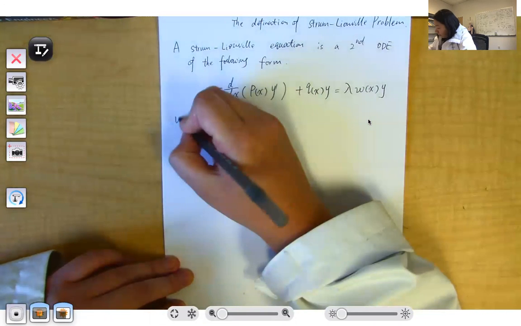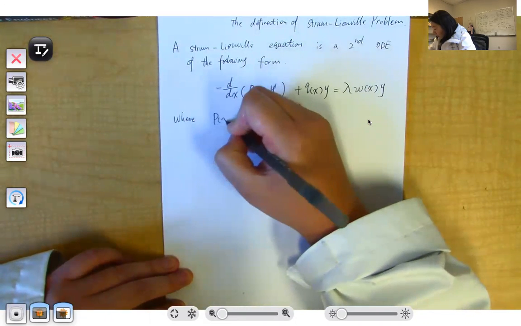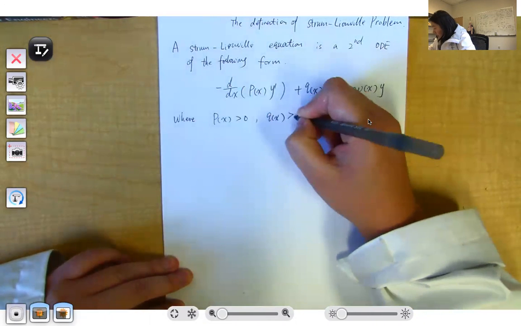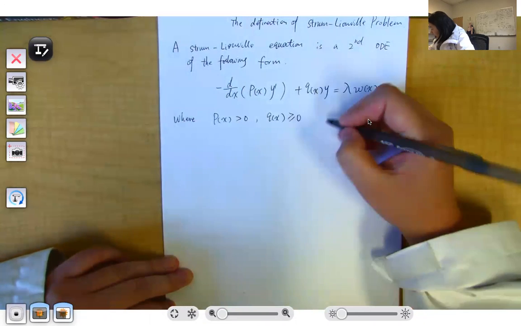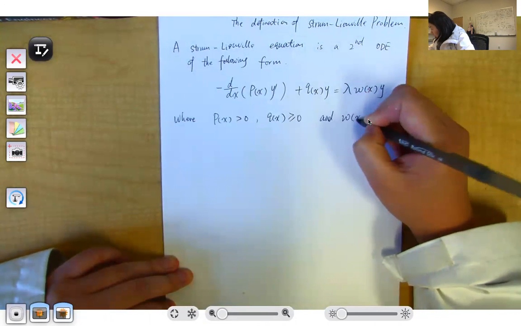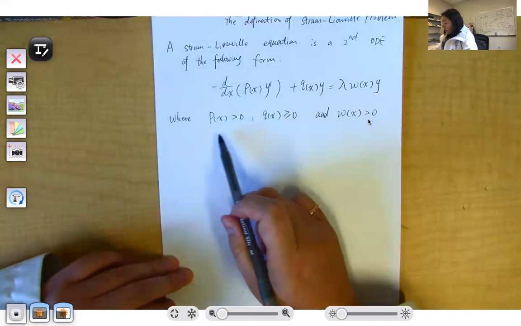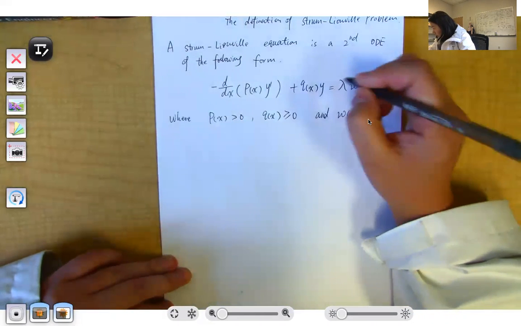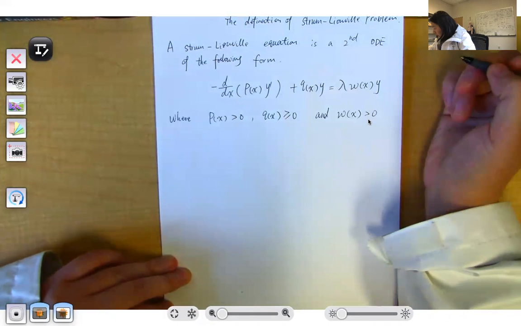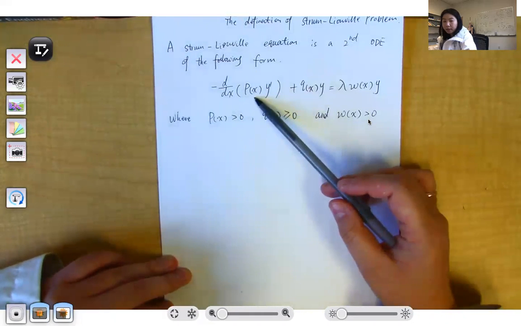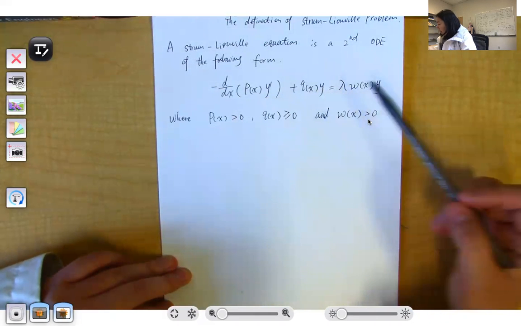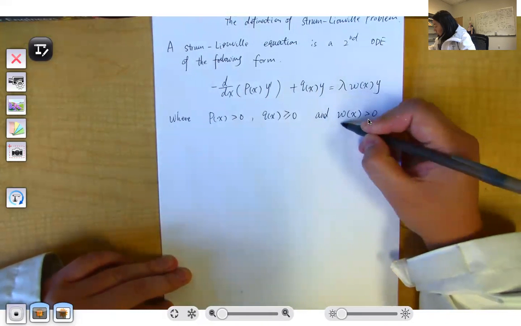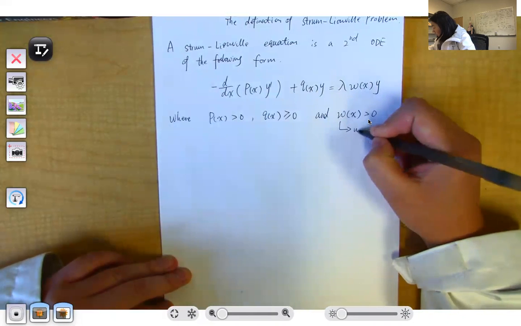Where your p(x) is bigger than 0, your q(x) is bigger than or equal to 0, and your omega(x) is bigger than 0. Sorry, p(x) is the coefficient for y double prime, and q(x) is the coefficient for y. And on the right you have lambda omega times y, where this omega is called the weighting function.